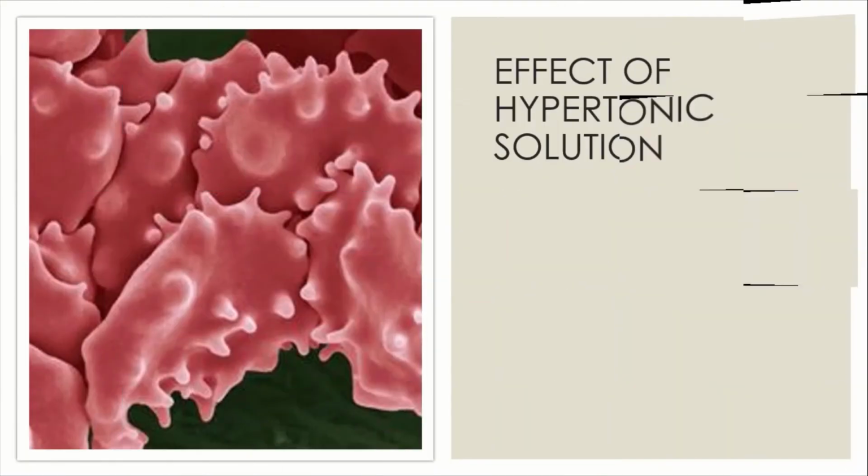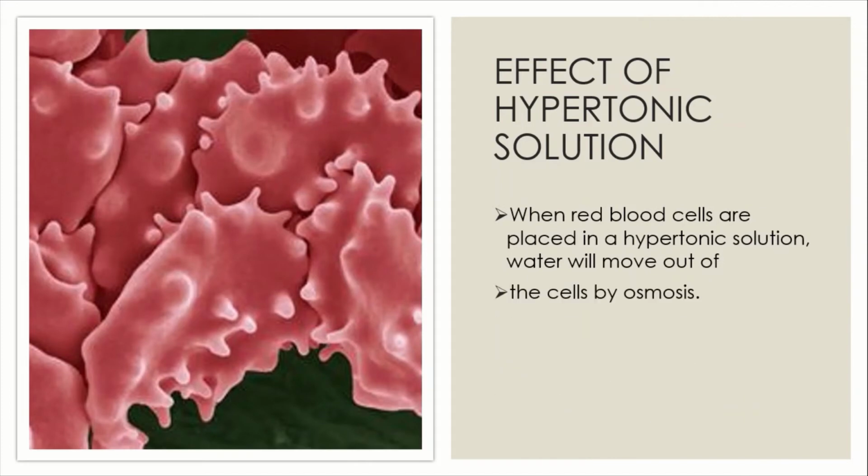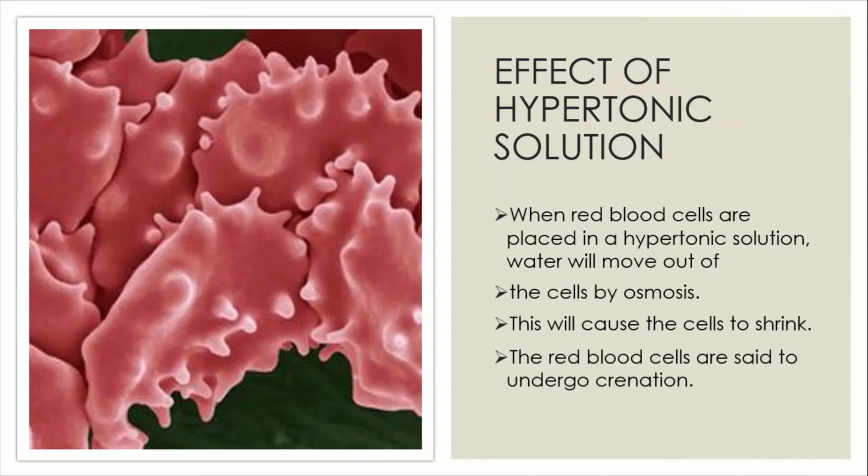Effect of hypertonic solution on animal cell. When red blood cells are placed in hypertonic solution, hypertonic solution means it has high solute concentration, low water potential.